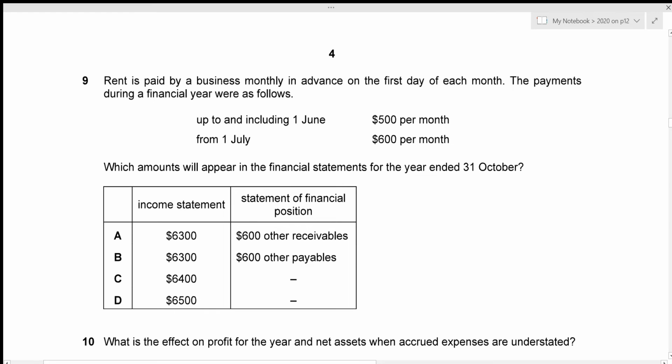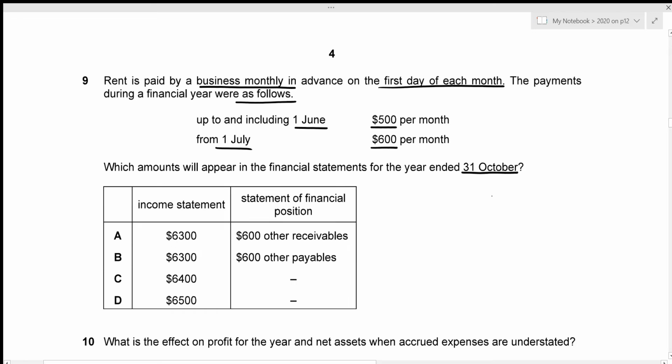Rent is paid by a business monthly in advance on the first day of each month. The payments during a financial year were as follows. Up to and including 1st June, the payment would be 500 per month, and from 1st July, the payment would be 600 per month. Now, which amounts will appear in the financial statements for the year ended 31st October?